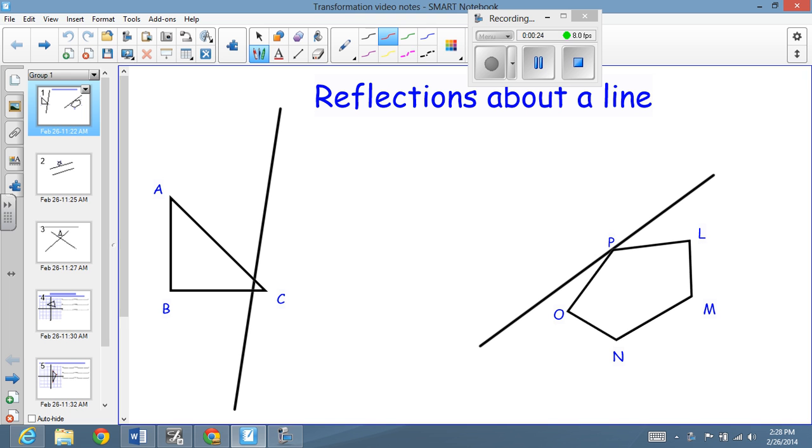Really what you want to do is consider the vertices of any of the polygons that you're going to be reflecting, and the vertices are the things that you really want to consider reflecting. For instance, the point C here, we want to reflect that point across the line so that it's the same distance away from the line on the other side. Okay, and that new point is going to be called C with a little dash up there. That's called C prime.